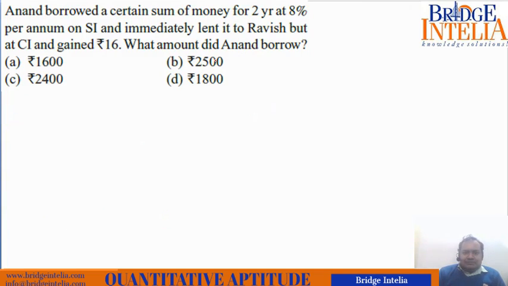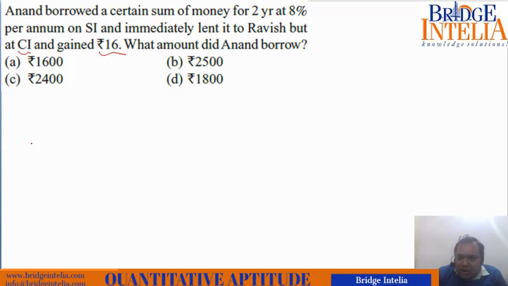Let's move to the next one. So this is the next pattern of questions. Anand borrowed a certain sum of money for 2 years at 8% per annum on SI and immediately lent it to Ravish at CI and gained rupees 16. Okay, it's the same question.